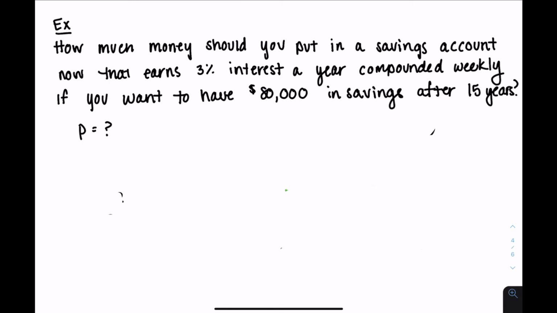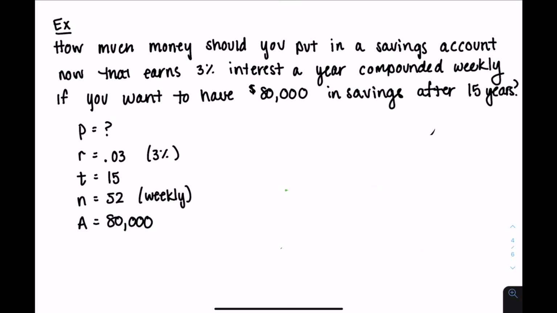Now I need to figure out what all my other pieces are. My rate is 3%, so as a decimal, that's 0.03. My time is 15 years. The number of times it gets compounded is 52 because it gets compounded weekly. There's 52 weeks in a year. And then the amount I want in my account is $80,000.